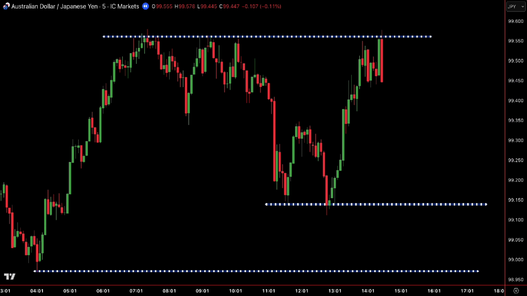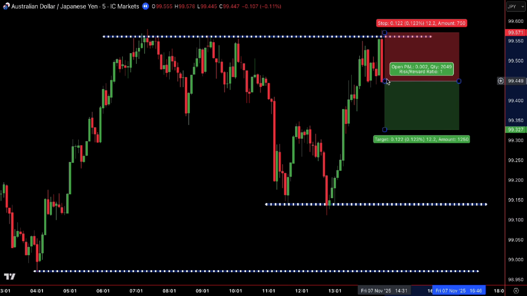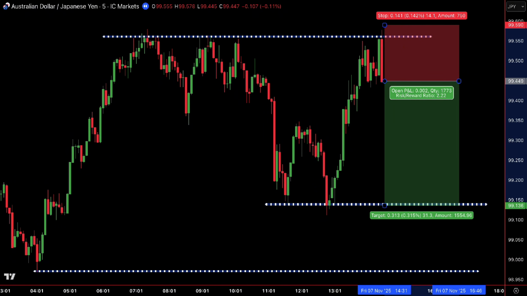Now let's return to the 5-minute time frame and take the trade. We enter at the close of the bearish engulfing candle, place our stop loss above the level, and target the next support zone. This trade offers a clean 2-to-1 reward to risk ratio. And look at what happened next. As you can see, the price moves straight to our target exactly as expected.